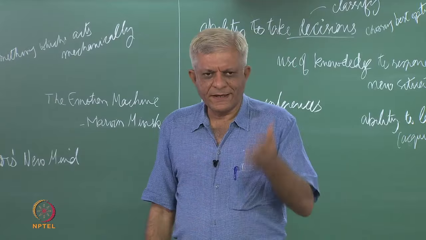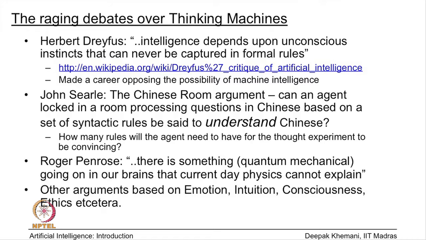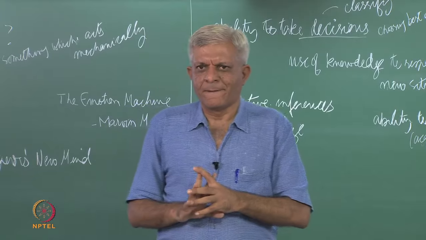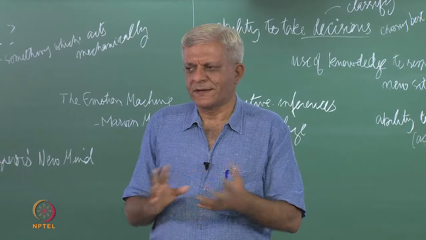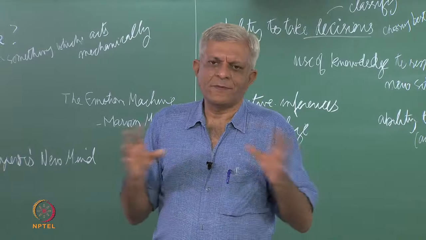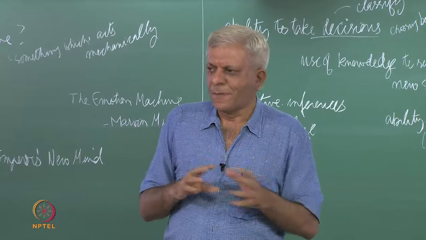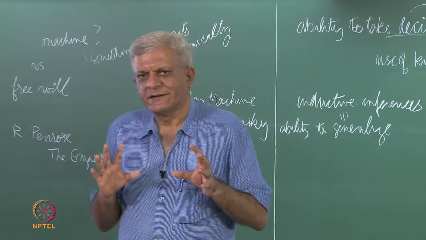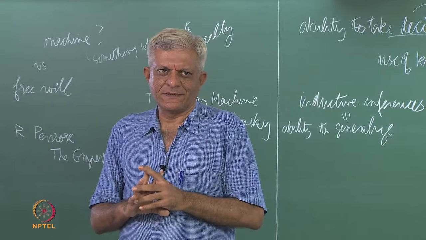Then there are arguments like he mentioned emotion, intuition, consciousness, ethics. So, some people say it would not be ethical to have intelligent machines, so they cannot be intelligent. Now, this is kind of a roundabout argument which says it would be bad for I do not know who, so we cannot have intelligent machines essentially.